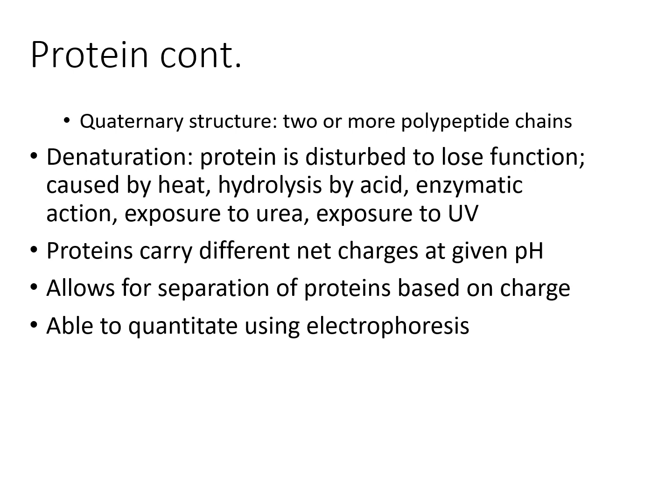Denaturation of proteins. So denaturation refers to the loss of protein's native structure and function. Things that can cause denaturation are heat, hydrolysis by acids, enzymatic action, exposure to urea or other chemicals, and exposure to UV light. Denatured proteins lose their biological activity but can retain their primary structure or their amino acid sequence.